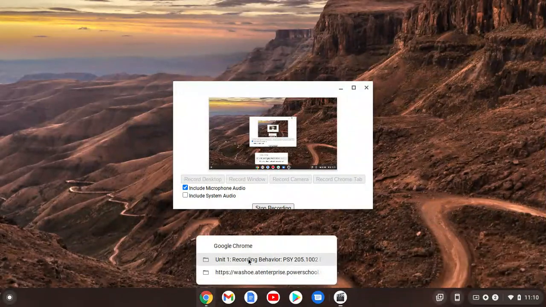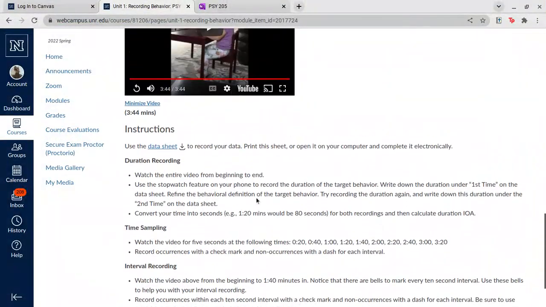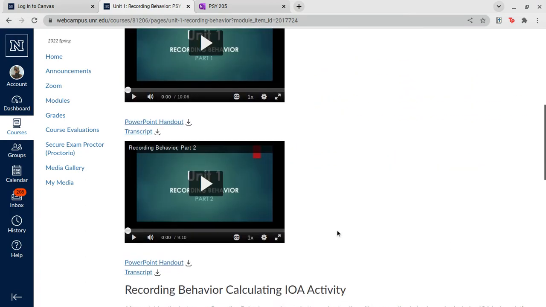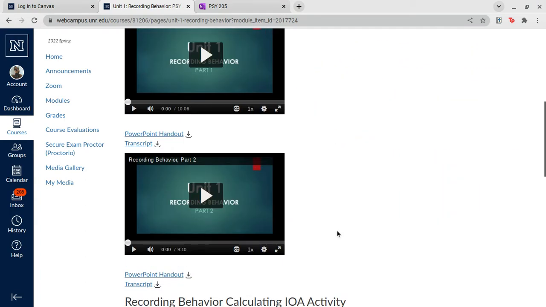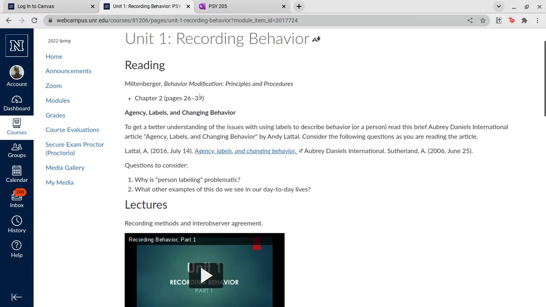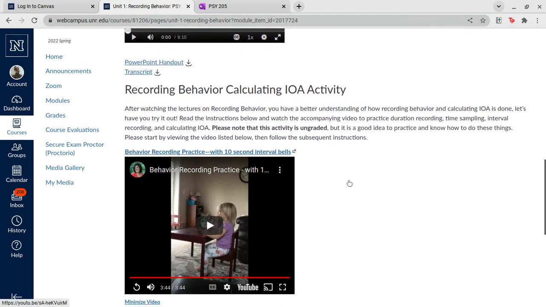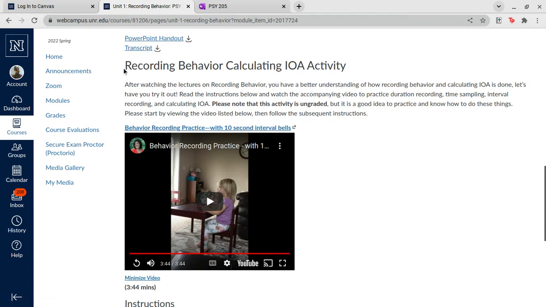So today I'm going to be going through this activity, which is on Canvas on the week 1 module, I believe. Let me double check. Yeah, so Unit 1, recording behavior. If you go down to the bottom of the page, there's a recording behavior calculating IOA activity. I'm going to be going through that with you guys today.